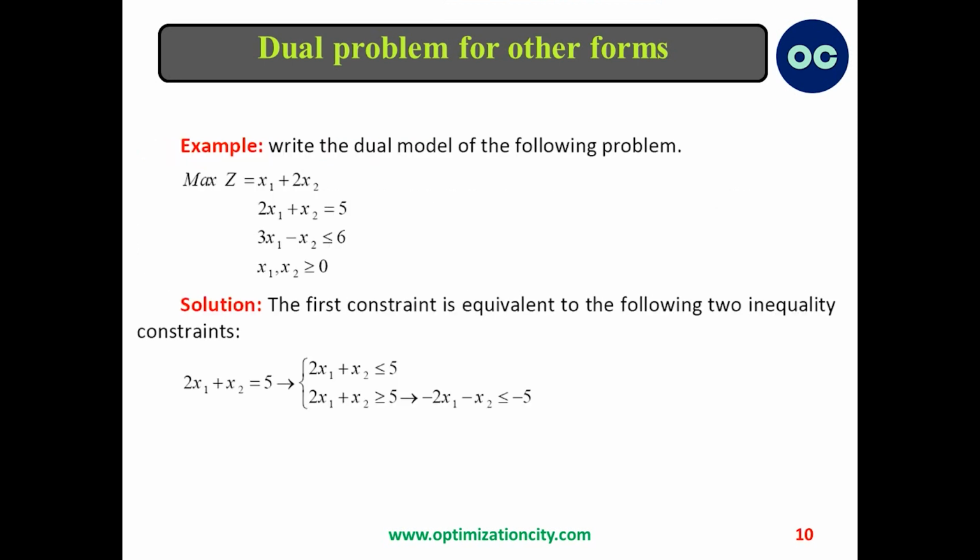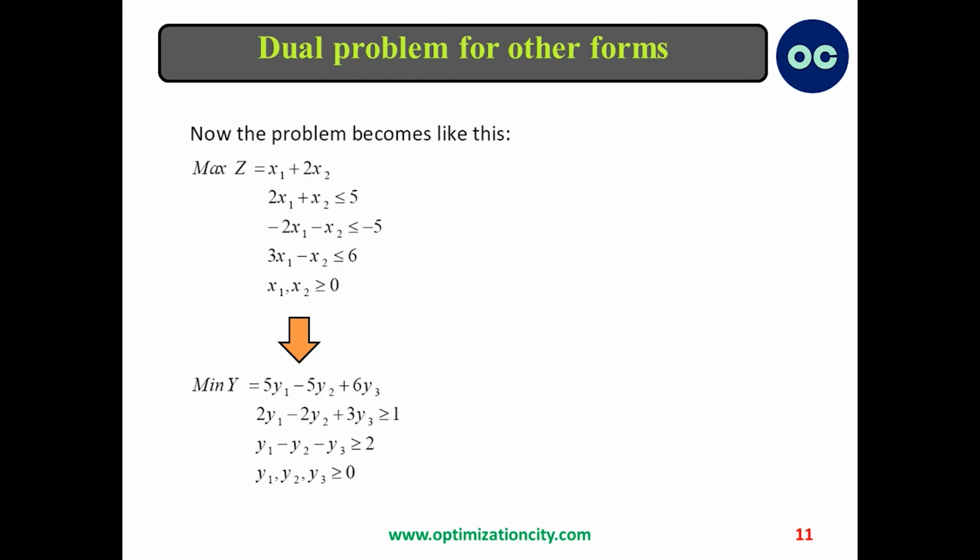So we have another example. Let's work on the example and write the dual model for the given problem. The first constraint can be represented by splitting it into two inequalities. So this is the equality constraint. We can convert it to two inequality constraints as follows. Now we can write the dual model because we have the standard form: maximization, less than or equal, and x1 and x2 are non-negative. So we can write the dual model.